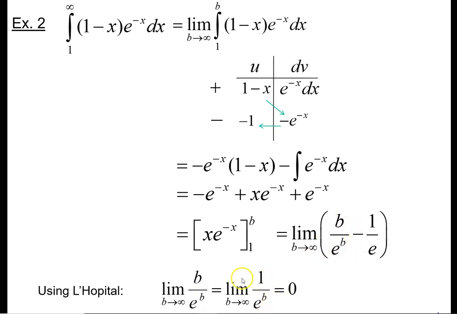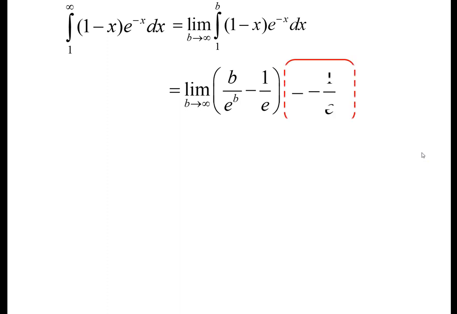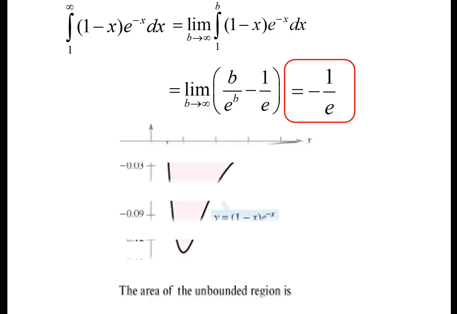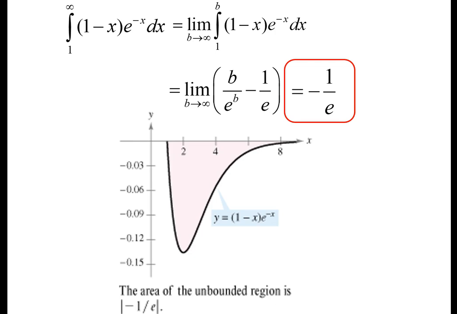Either way you want to think about this, you can use L'Hopital's rule, or you can just think about growth rates. But make sure you see this first expression goes to 0 as b approaches infinity, which means that we are left with negative 1 over e. Remember, that was the other part of that expression. So our limit is negative 1 over e. So we would say that the improper integral that we were interested in converges to the value negative 1 over e. And here's a picture of what this function looks like.